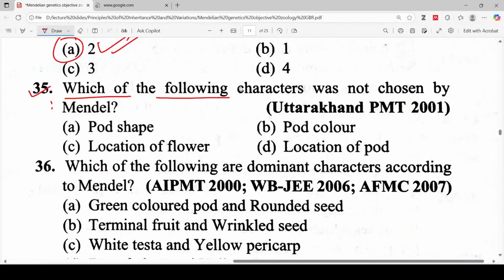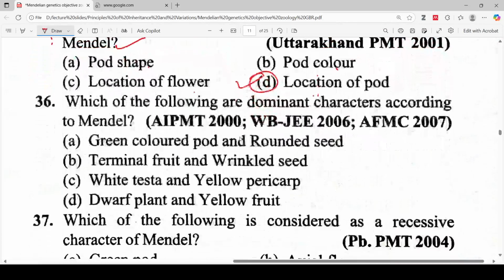Which of the following characters was not chosen by Mendel? Pod shape, location of flower, pod color, and location of pod. So the correct answer is option D. So the correct answer will be option D. Next question.